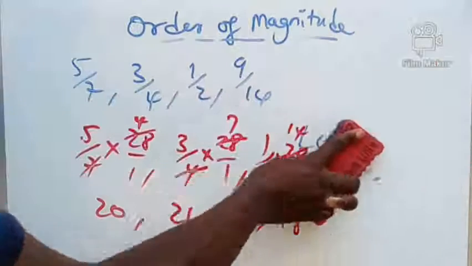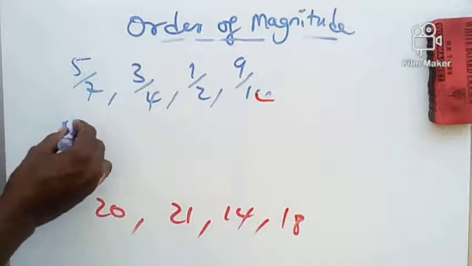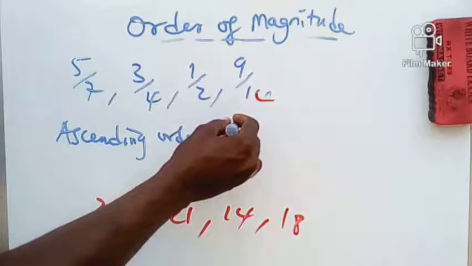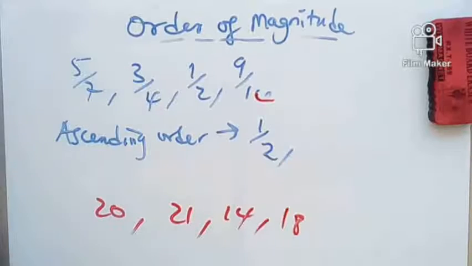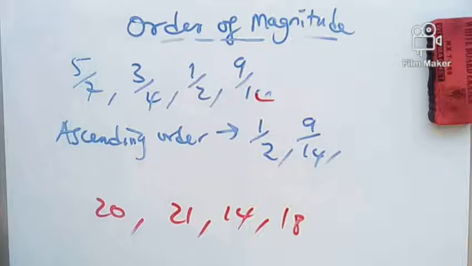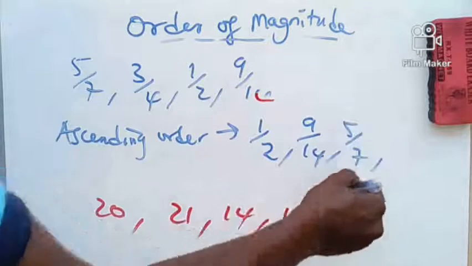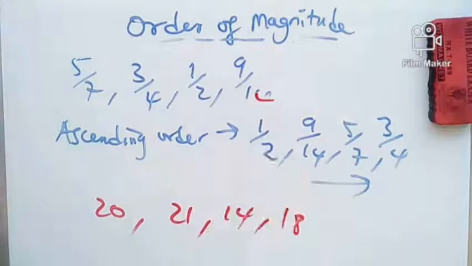So let's arrange them in ascending order first. Notice that 5 over 7 gave 20, 3 over 4 gave 21, 1 over 2 gave 14, and 9 over 14 gave 18. Which of them is the lowest number? To arrange these in ascending order, which one comes first? The lowest number here is 14, and 1 over 2 gave it. So we have 1 over 2 coming first, followed by which number? After 14 comes 18, so 9 over 14 follows, followed by 5 over 7, and then the last number, the highest, which is 3 over 4. So this is arranged in ascending order.